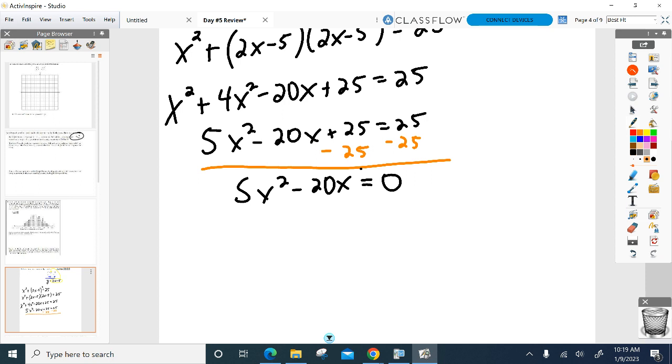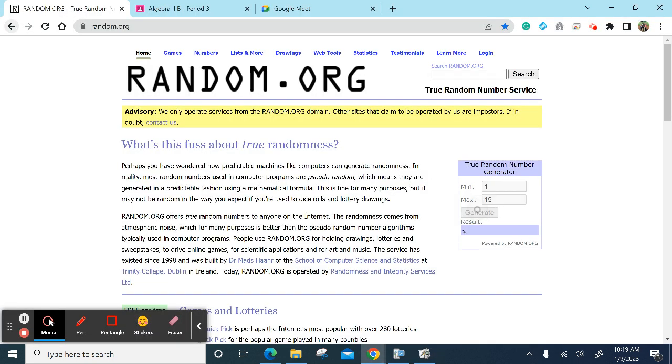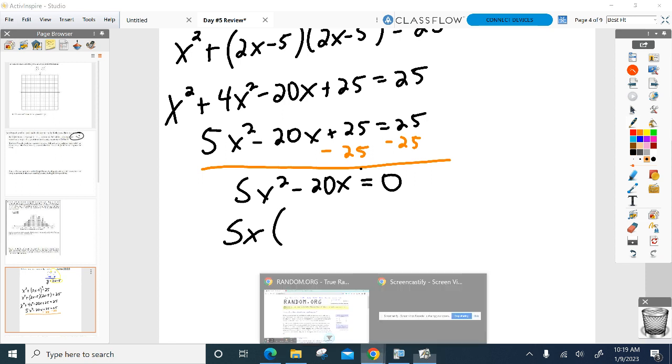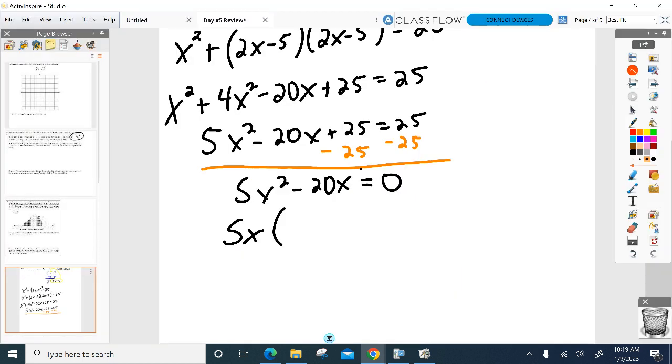Like I always ask you to look for a GCF. There is one. What is it? What's my GCF up here? You're better than this. 5x squared minus 20x. GCF: 5x. There you go. Take out a 5x. What are we left with when I take out a 5x? x minus 4.